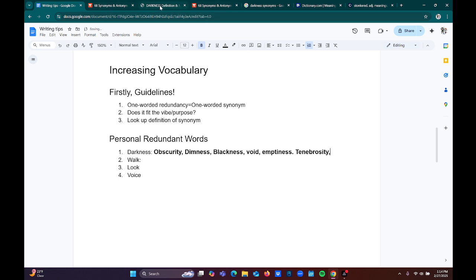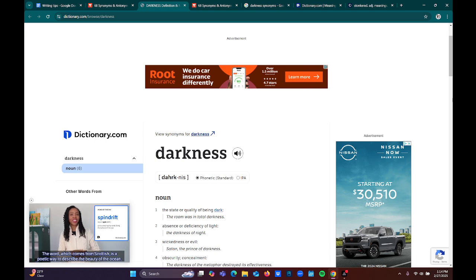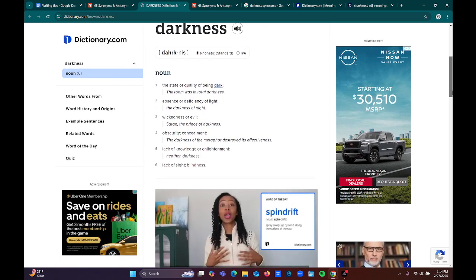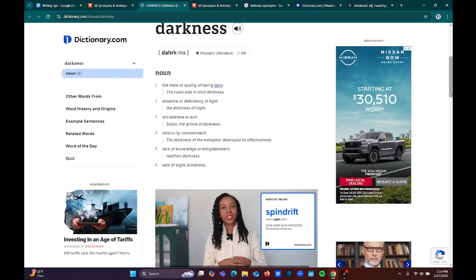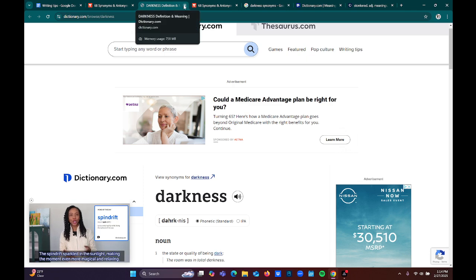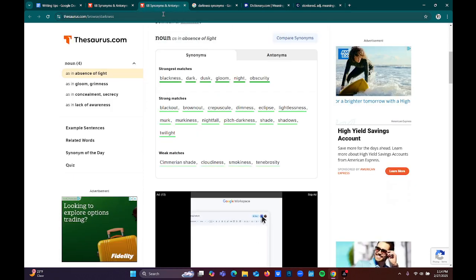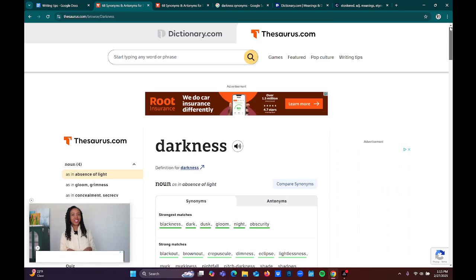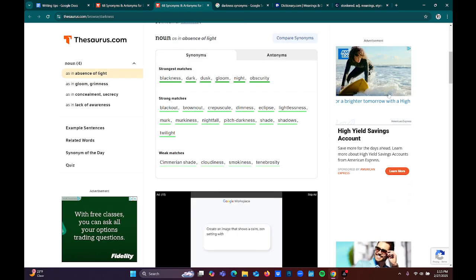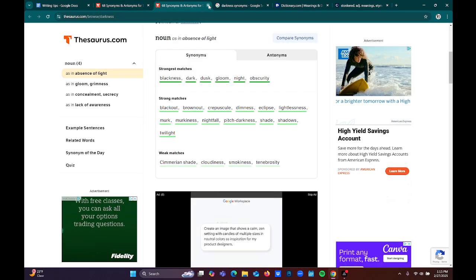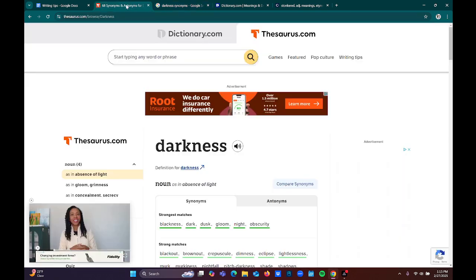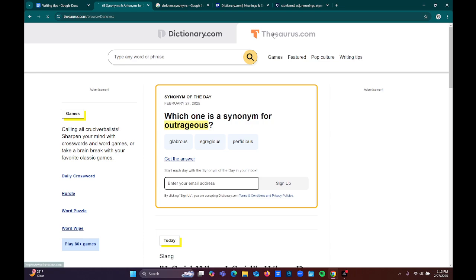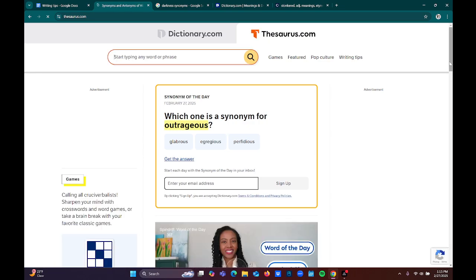So you can just find a dictionary. Dictionaries usually are very good. They have really good synonyms. And dictionary.com does have a thesaurus.com. What are we doing here? Go away. So we're gonna go to thesaurus.com.